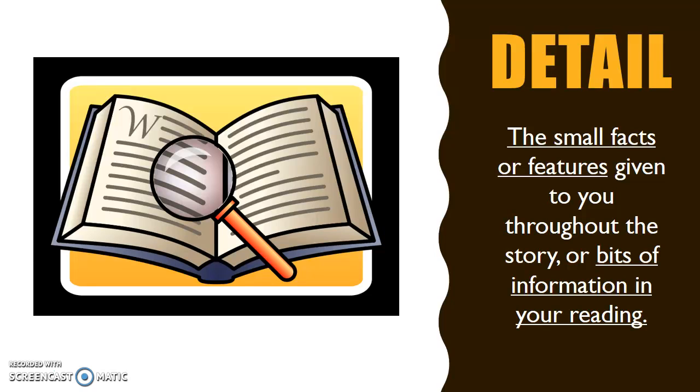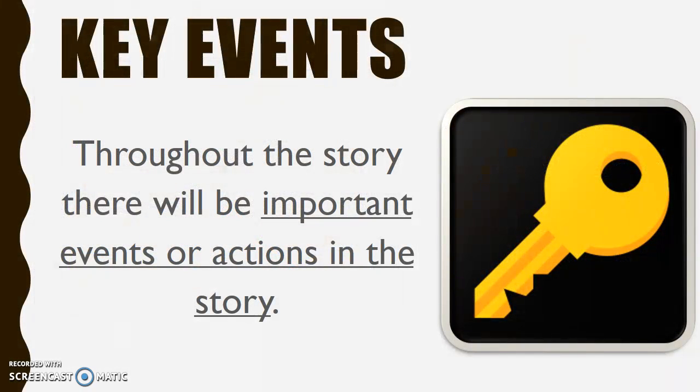Next, we're going to talk about details, and those are the little teeny tiny small facts and features given to you throughout the story, or bits of information in your reading. Then we'll find out and talk about key events. Throughout the story, there are going to be lots of events and actions. However, only certain ones are the most important ones, and those are the key events.